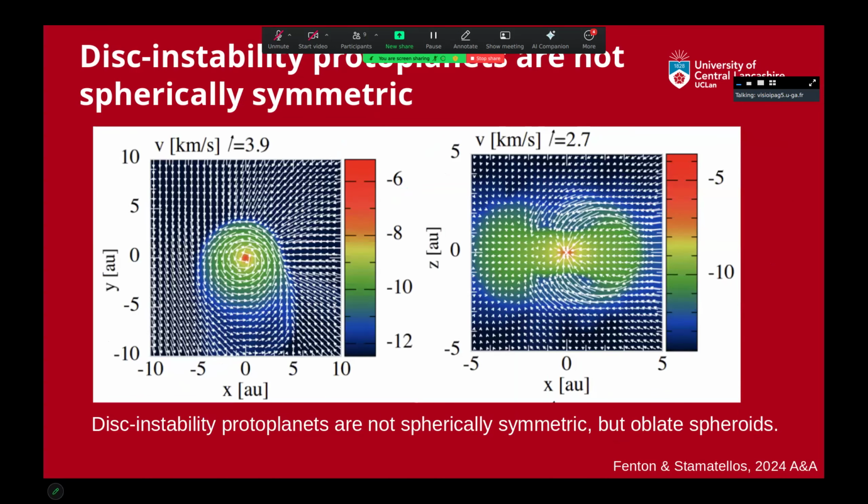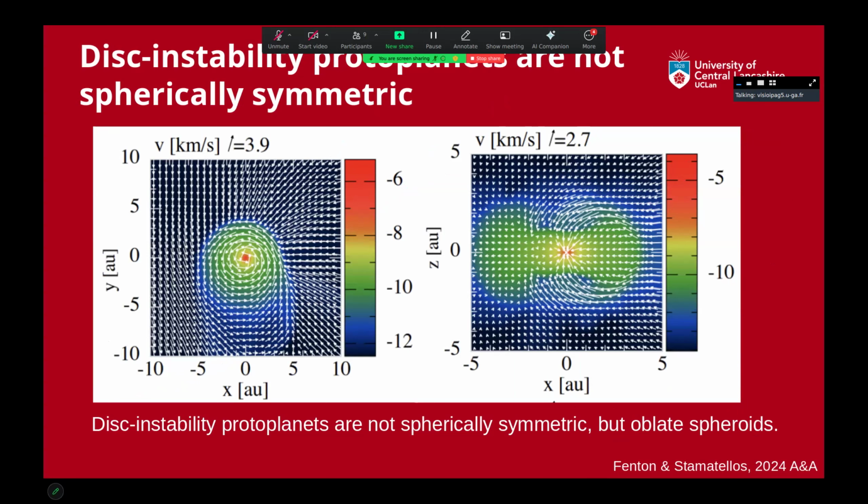And as shown by recent work by Phantom 2025, it's been shown that these disk instability protoplanets are not necessarily spherically symmetric like you'd think, but are in fact somewhat flattened, or in other words, oblate spheroids. So these are two plots from their work showing a cross-sectional slice through a protoplanet, essentially showing a top-down view in the XY plane on the left, and then an edge-on view, the vertical profile, on the XZ plane here.